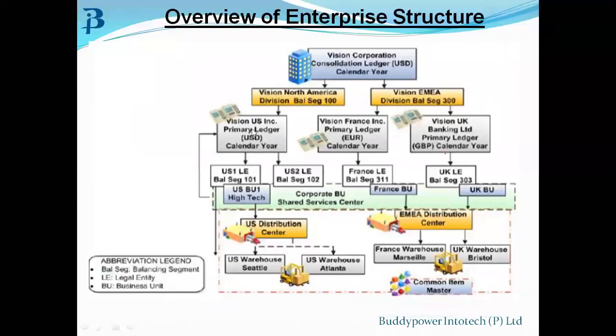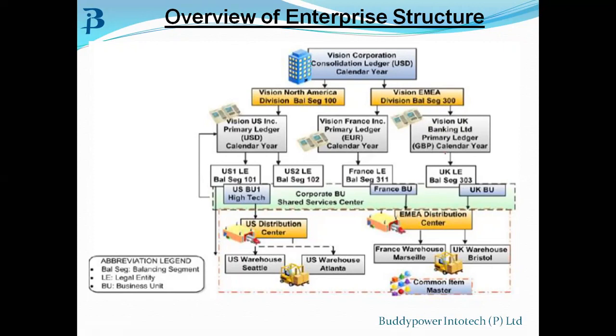Then underneath the primary ledger, we have legal entities. Legal entities, by law, are required to report their financial earnings in different accounting conventions or methods. So a good strategy would be to create legal entities by country. That's why they have two legal entities under the North American division and two under the EMEA, which are France and UK. Underneath these legal entities, you will have your business units, which take care of the day-to-day transactions of your legal entities. And we have a corporate BU, which is the shared service center.